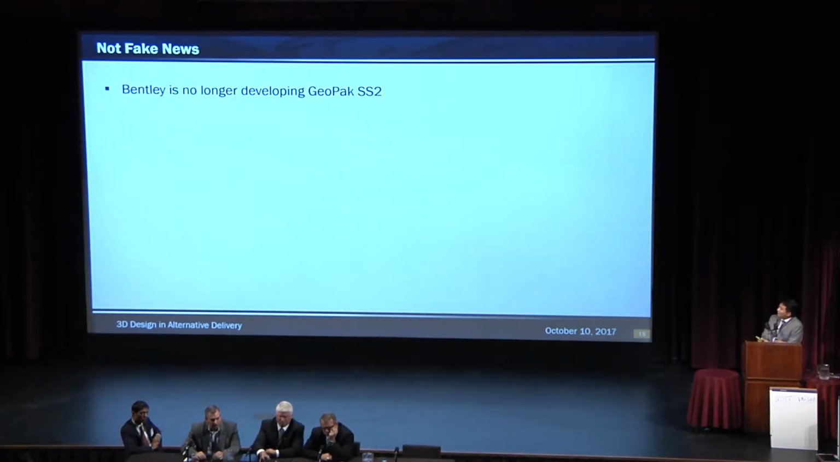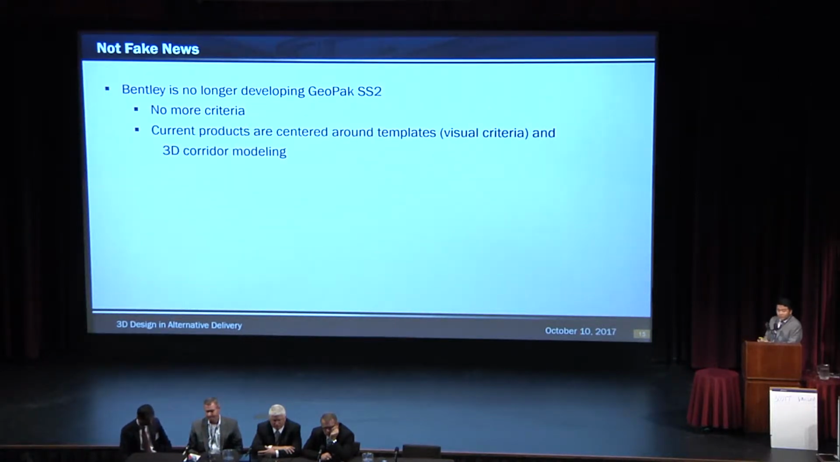So, there are some truths to be had here. There's no more Geopack SS2 development, so there are no more criteria. This is the typical design software that we'll use to create these cross-sections. Criteria is moving away from the current products. These current products are centered around these three-dimensional models, or these templates, these visual criteria.